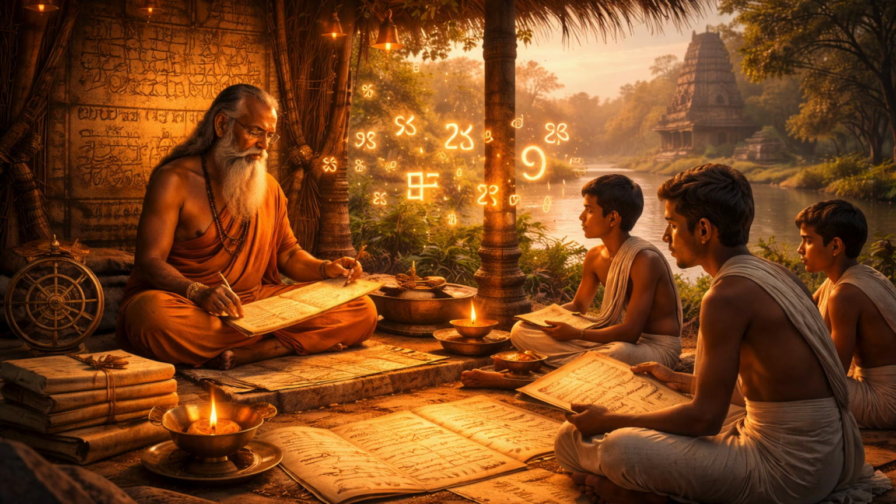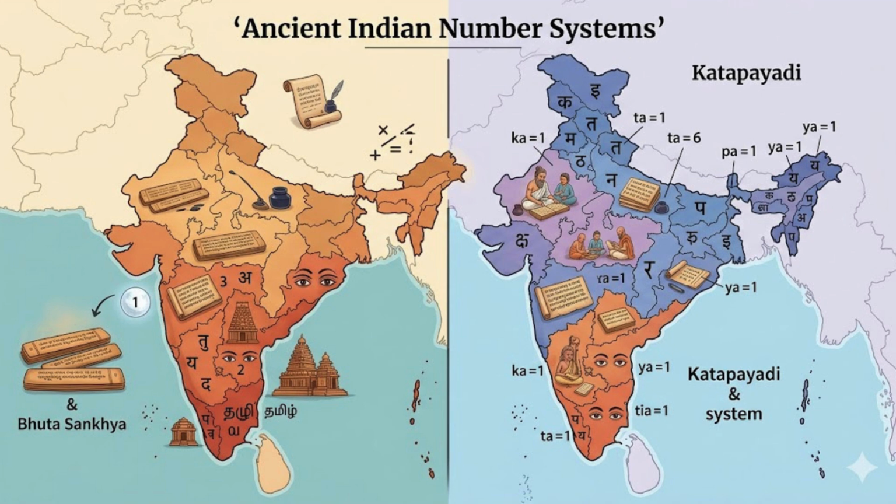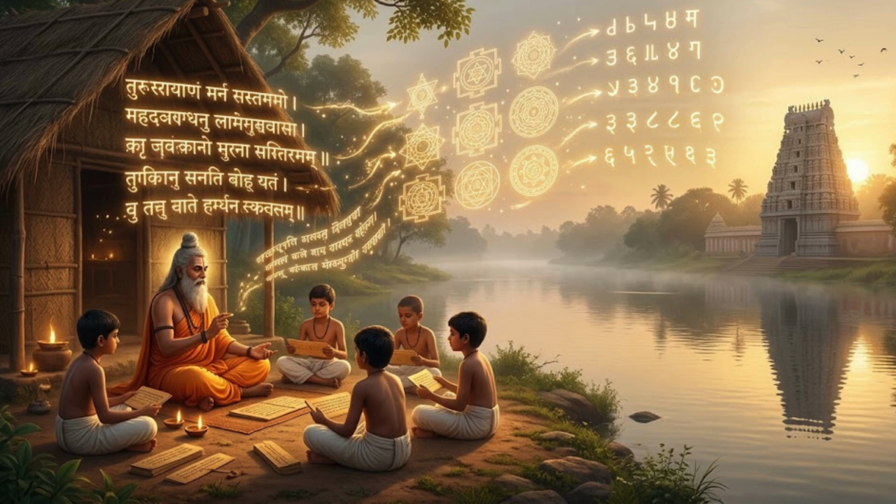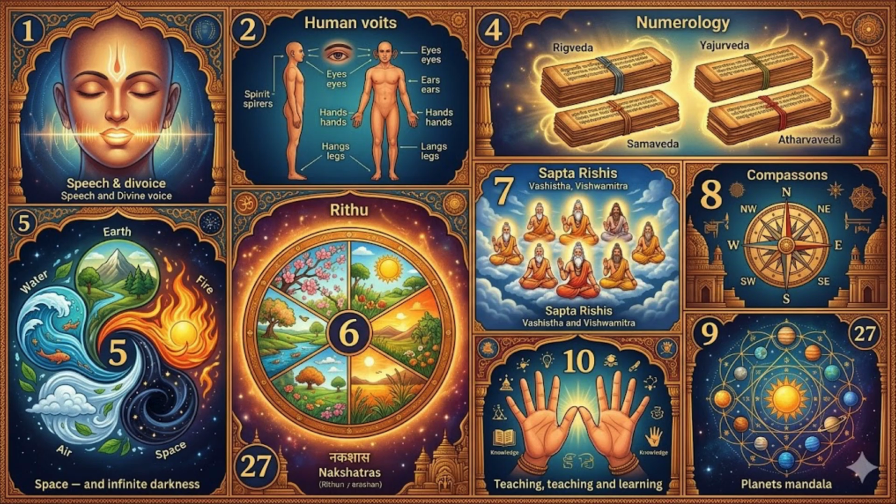Broadly, India used two systems. In the southern part, Bhuta Sankhya. In the northern part of India, Katapayadi system. Let's start with Bhuta Sankhya. This system converts numbers into words. For instance, 1 can be represented as one face or one mouth. 2 can be two eyes, two hands, or two legs. So, a single number can be represented using multiple words.